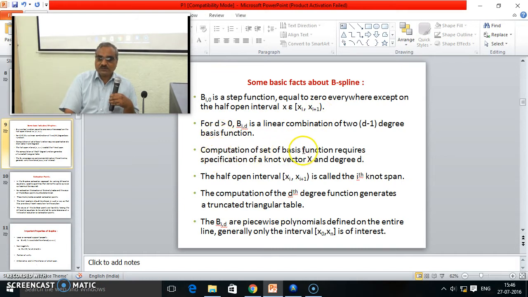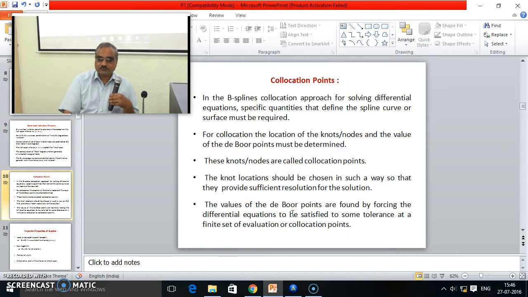Now computation of a set of basis functions requires a specification of a node vector x and degree d. The half open interval is called the i-th node span. The computation of the d degree function generates a truncated triangular table.